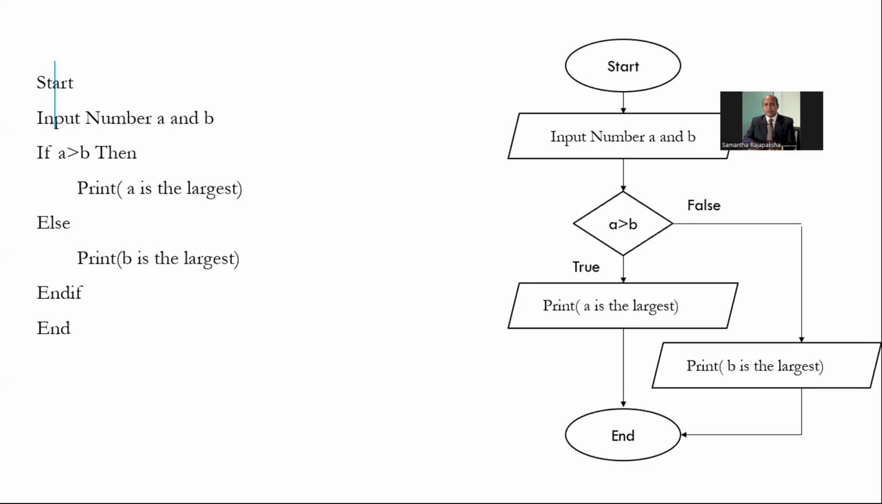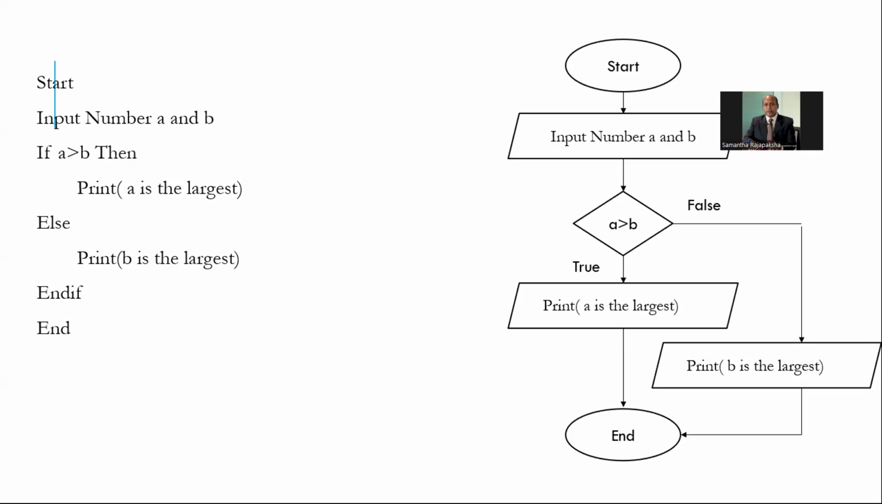However, this solution has a problem. What's the problem with this solution? Remember, in the case where A and B are equal, this gives incorrect output. If A and B are equal, this condition will be false. If the condition is false, it says B is the largest. But we know that when both numbers are equal, you can't say which one is largest.